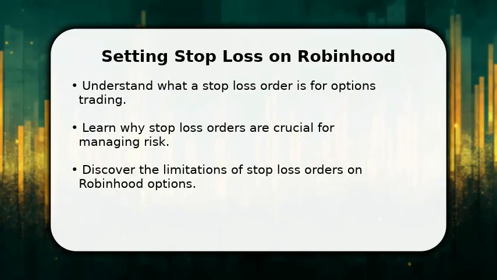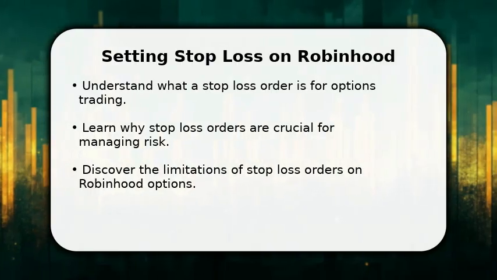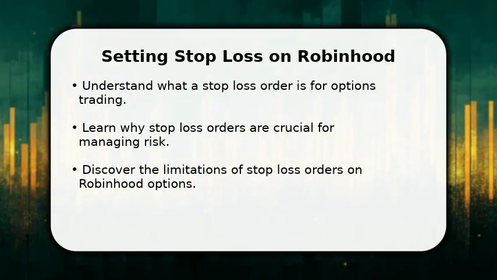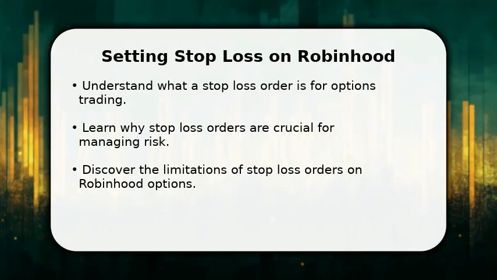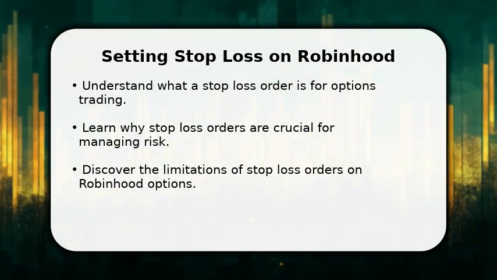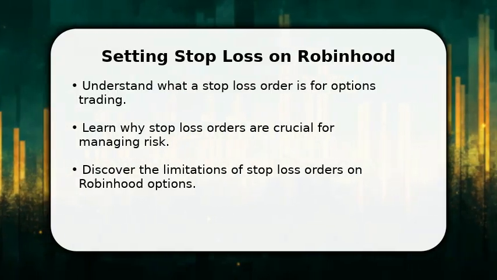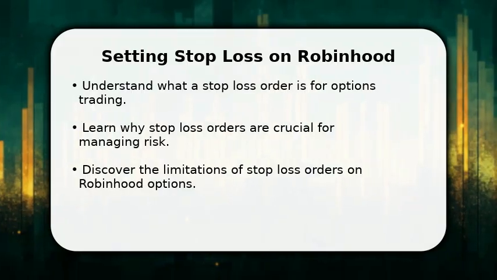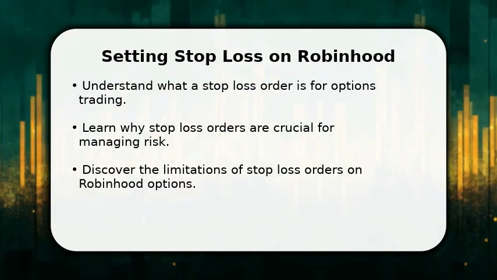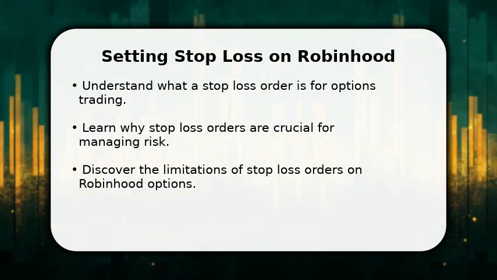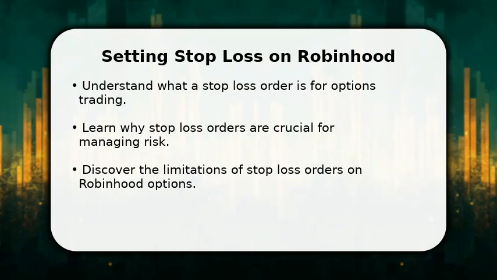In this video, I will explain how to set up stop loss on Robinhood options. A stop loss order is designed to limit an investor's loss on a security position. For options, it helps protect your capital by automatically selling your contract if it drops to a certain price. While Robinhood offers stop loss for stocks, its functionality for options is more nuanced. We'll explore the specific steps and considerations for managing your options risk effectively on the platform.